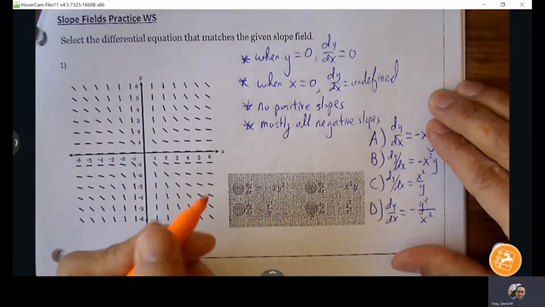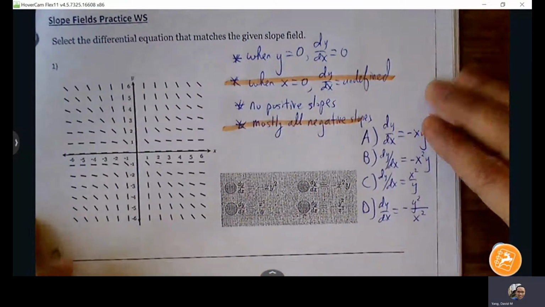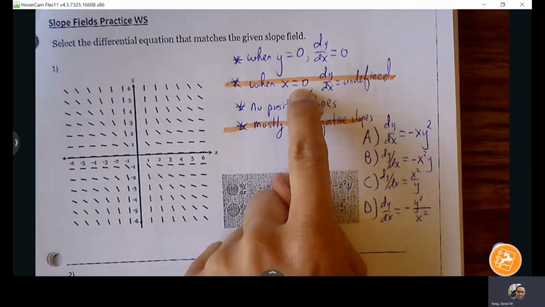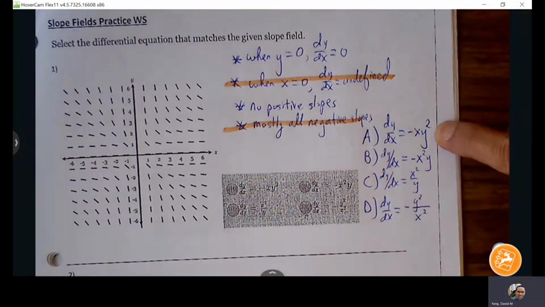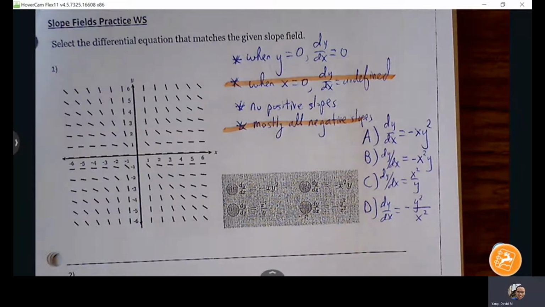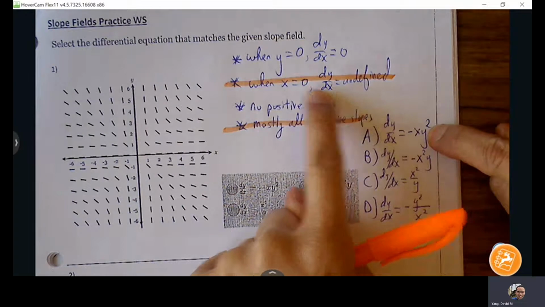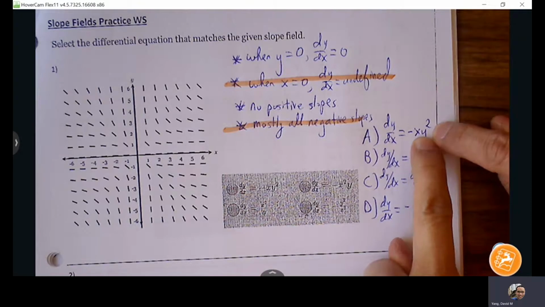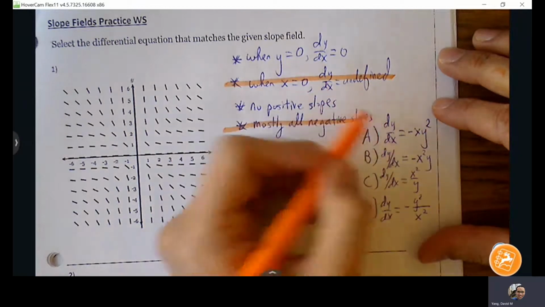So I see two characteristics that should eliminate a bunch of wrong choices for us. If I see any positive slopes, I can remove it, as well as if I insert zero for x, I should be getting just a straight up undefined. So for A, keep or remove? Remove because of this, right? When x equals zero, dy/dx is undefined. So if I plug zero in for x, am I getting undefined guaranteed? No, right? I'm getting zero, but y squared can be other values. So we're not going to get undefined there.